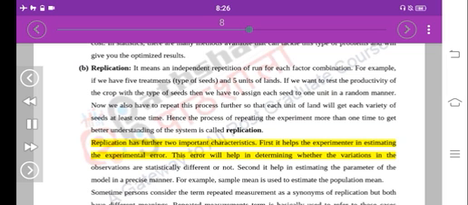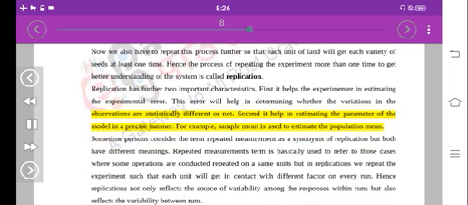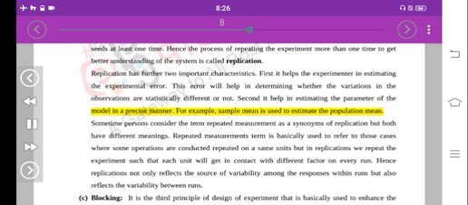Replication has 2 further important characteristics. First, it helps the experimenter in estimating the experimental error. This error will help in determining whether the variations in the observations are statistically different or not. Second, it helps in estimating the parameters of the model in a precise manner. For example, the sample mean is used to estimate the population mean.